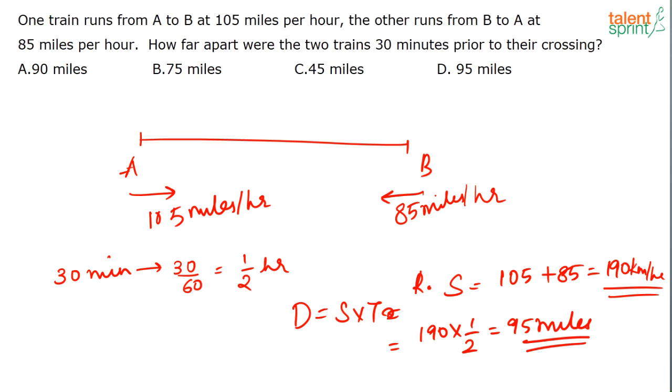Sai, you were right. A lot of you have got the correct answer. Afsar, it is 95 miles. I hope it is clear. 190 by 2: 90 into 2 is 180. So, 190 divided by 2 is 95. Is it clear? Shall I move on to the next question?